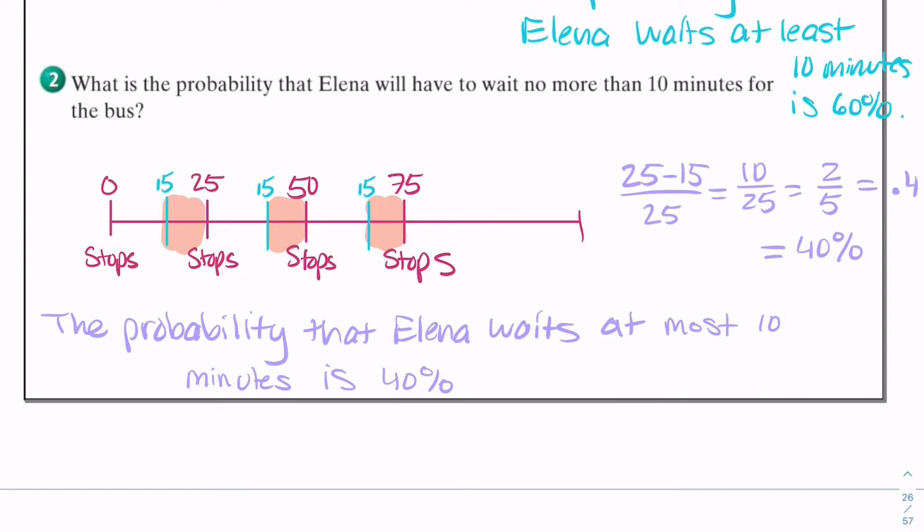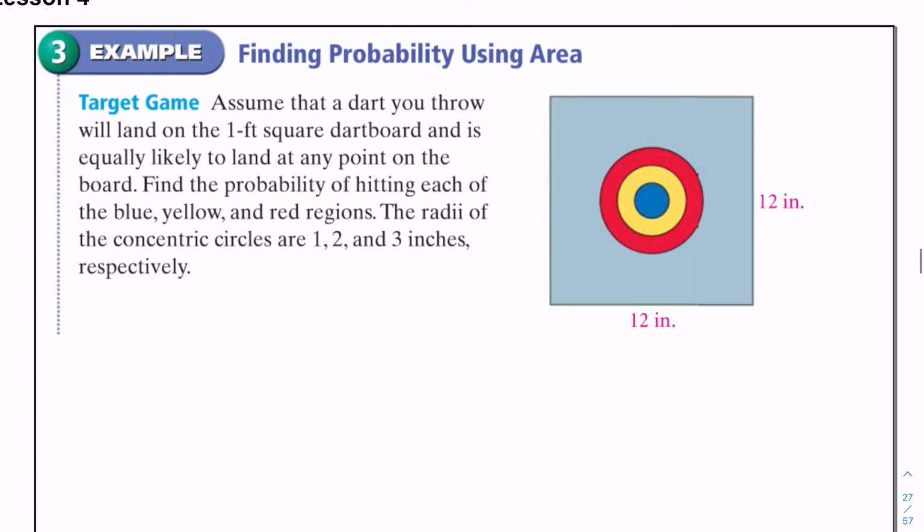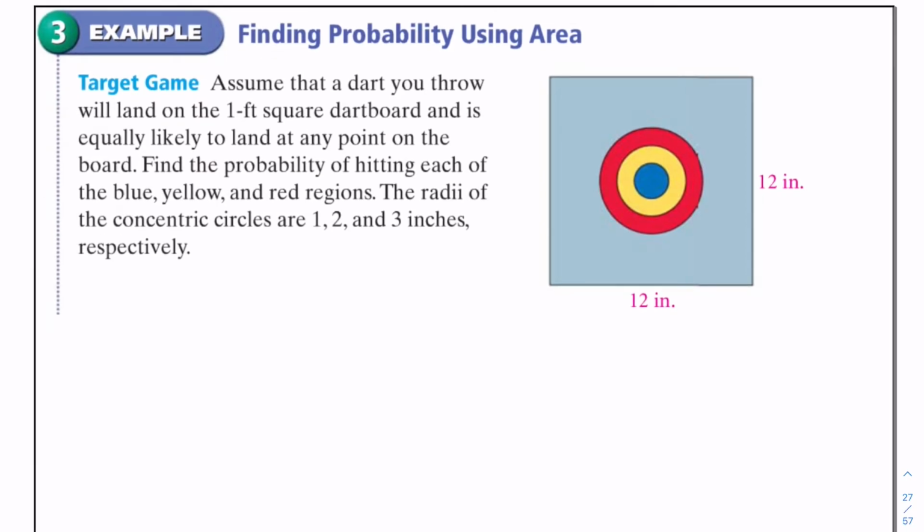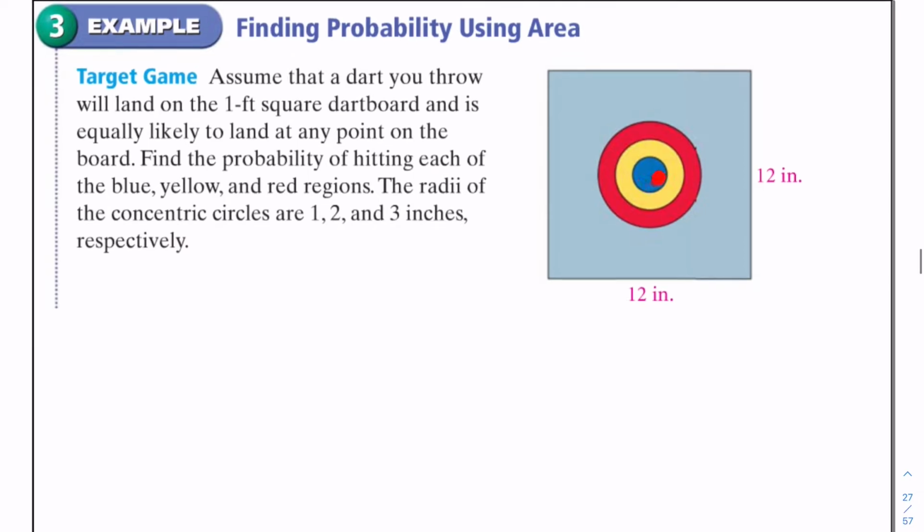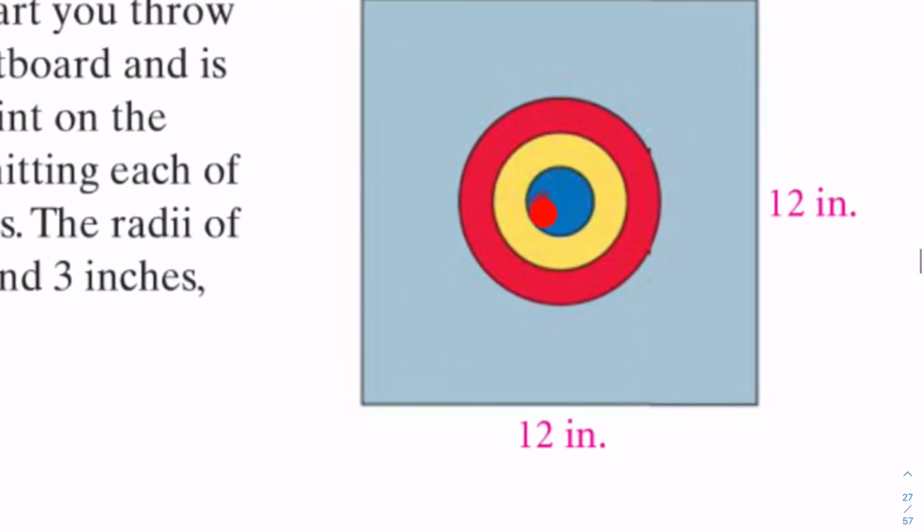All right, next one, finding probability using area. So here we have a dartboard. We have a blue dot on the inside. This is our center. We have a yellow dot that circulates that. And then we have a red dot.